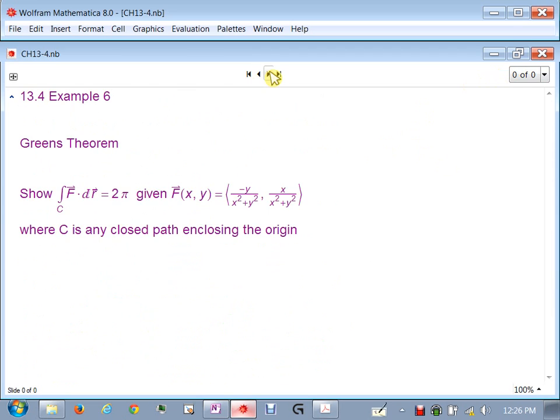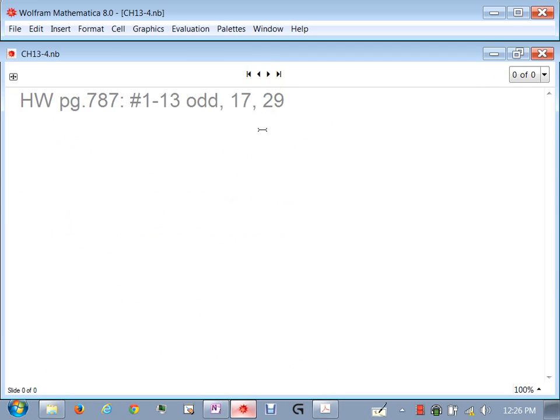Yeah, so that was the example I'll do with that. So here's the homework, 787. That is the correct page. Those are the correct problems. Number 29 you cannot do right now. Everything else is good.